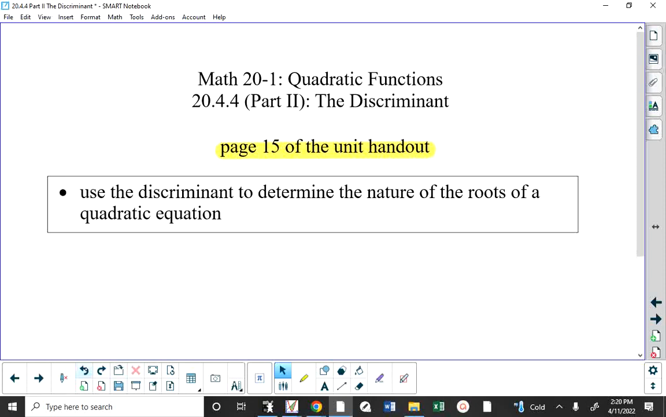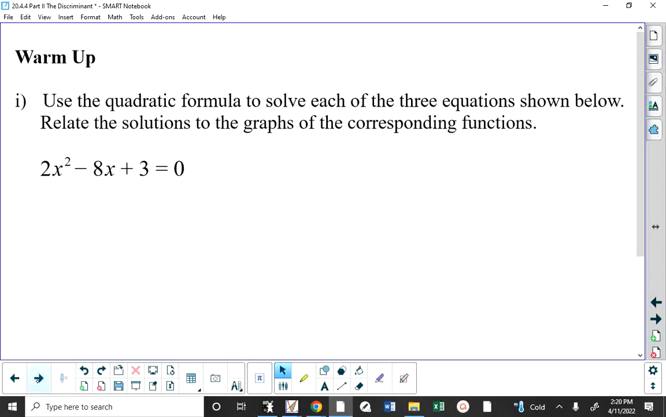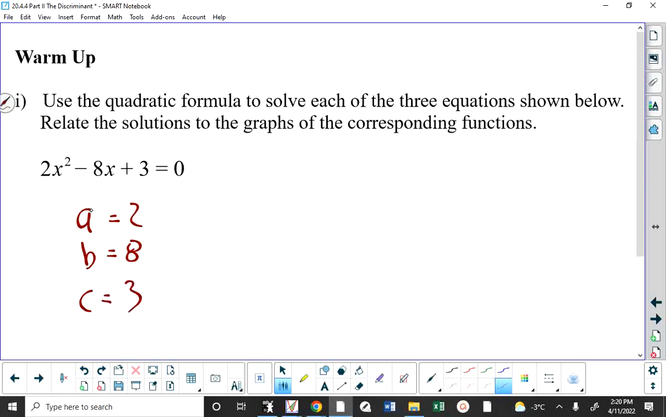The discriminant is a number that tells you something about the solutions to a quadratic equation. As a warm-up here, use the quadratic formula to solve each of the three equations shown below. So the first one has a equals 2, b equals 8, c equals 3. Are you okay with me not writing down the quadratic formula? It's on your formula sheet. And how many of you, by a show of hands, know it already?